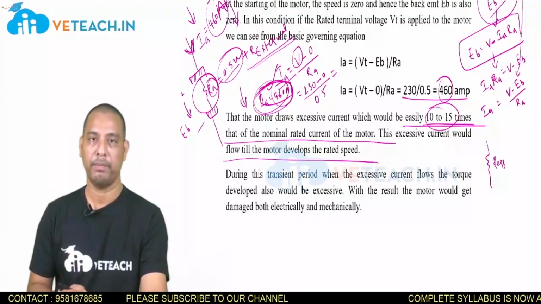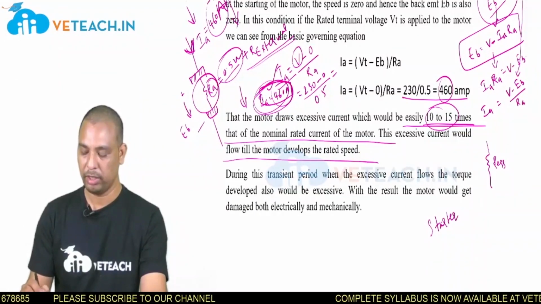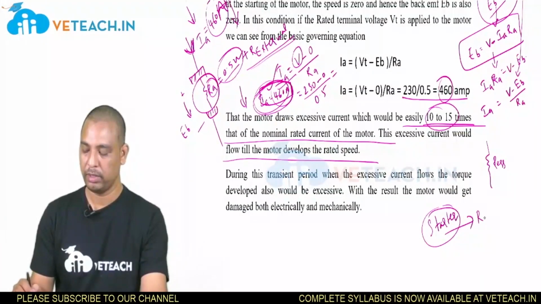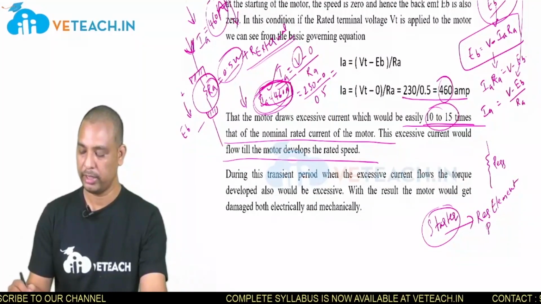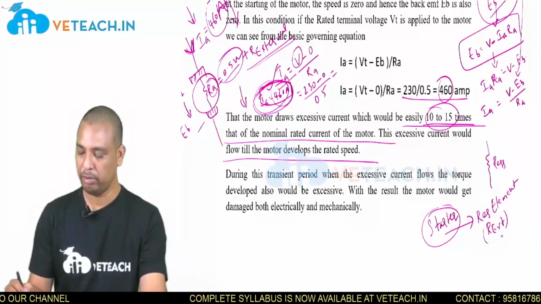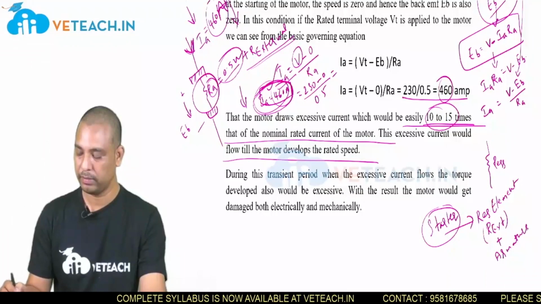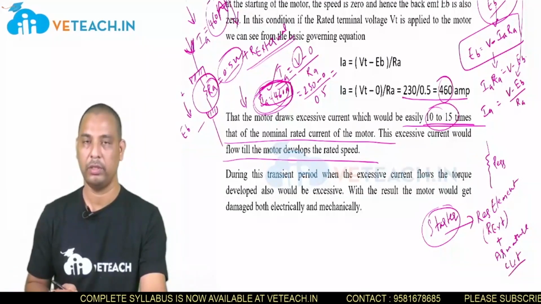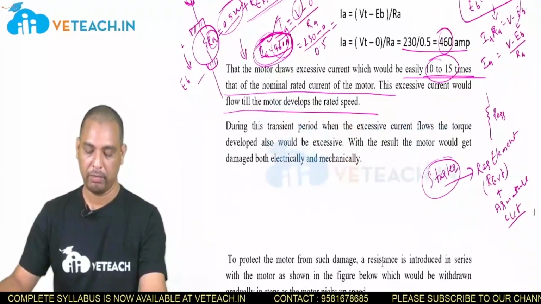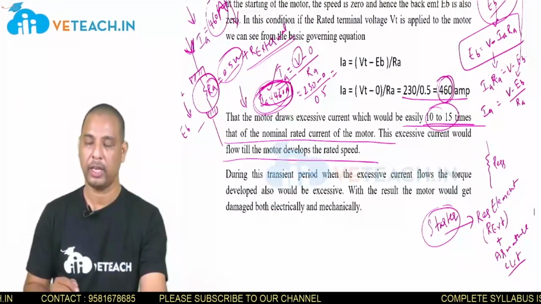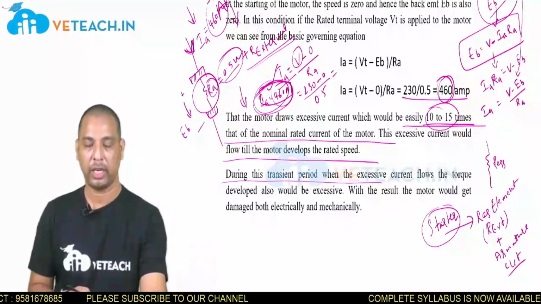For that purpose, we need a starter. Here the starter is nothing but a resistive element, which is called the external resistance. This could be added in series with the armature circuit. In this way, we can limit these high starting currents during this transient period.